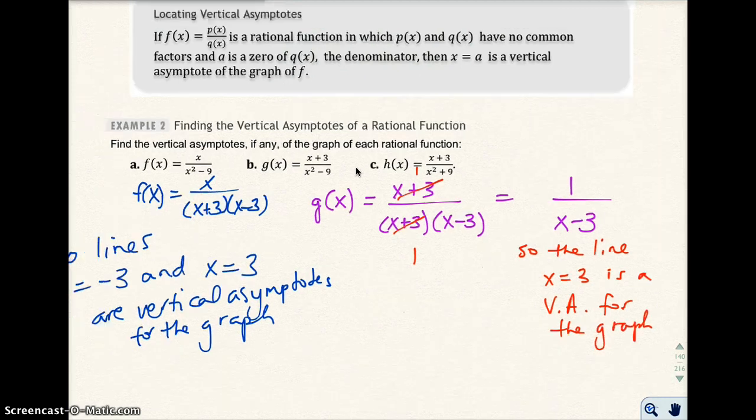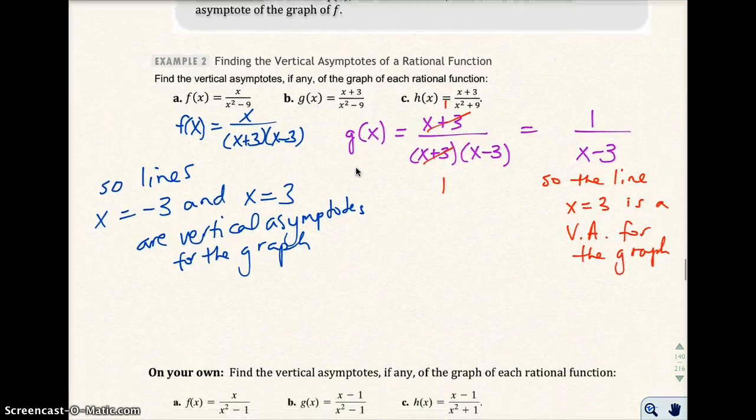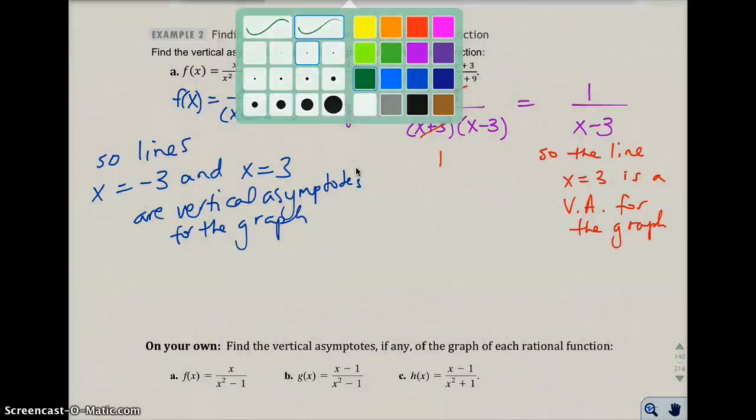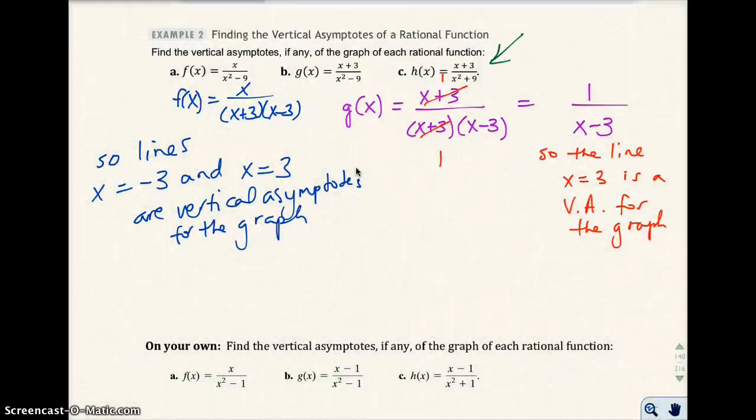Okay. And the last one, h of x equals x plus 3 over x squared plus 9. Well, there's no way that this denominator will ever equal 0, and we talked about that in a previous example. I can put whatever I want for x, and it will never equal 0. So there's no vertical asymptote here.